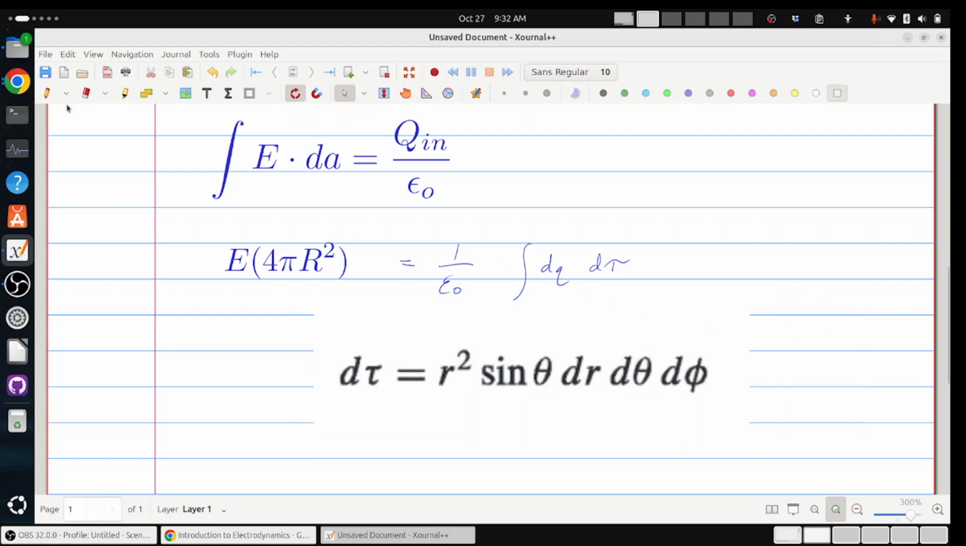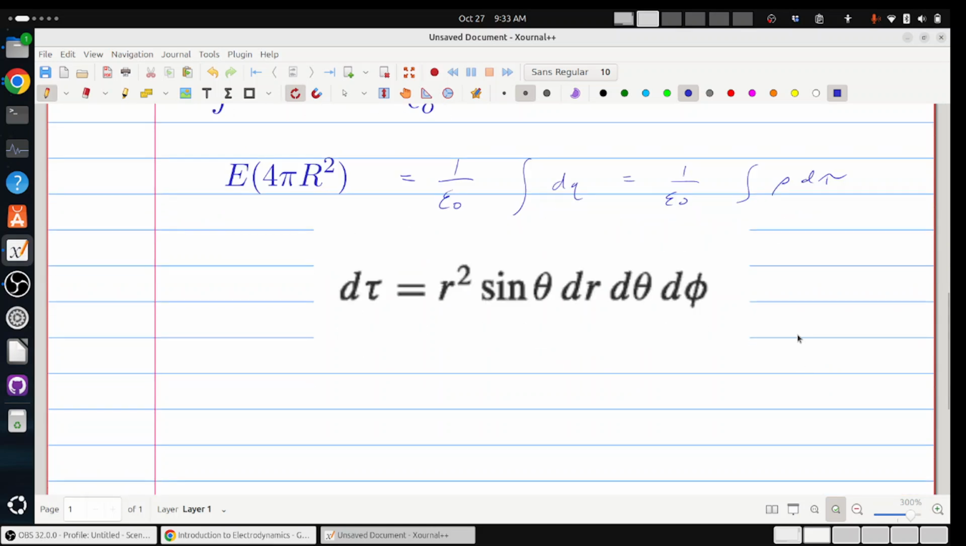And I just realized that I wrote this wrong. It's the integral of dq, which becomes the integral of rho d tau. It's not dq d tau. And so I'm going to have to specify some of this. Now, I haven't said what my rho is yet, just that it's not a constant.